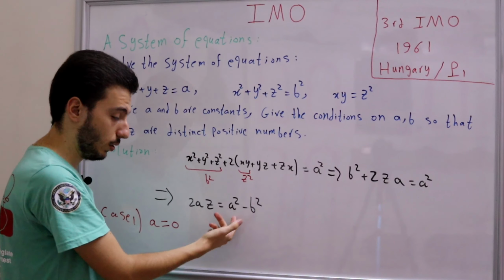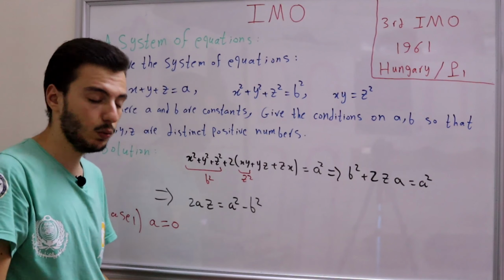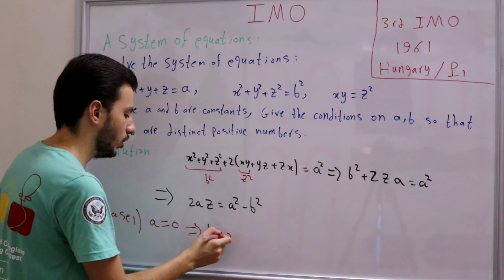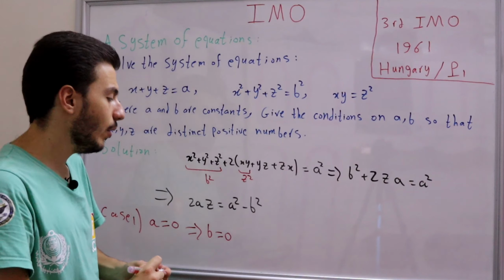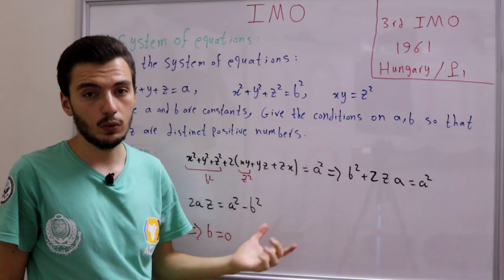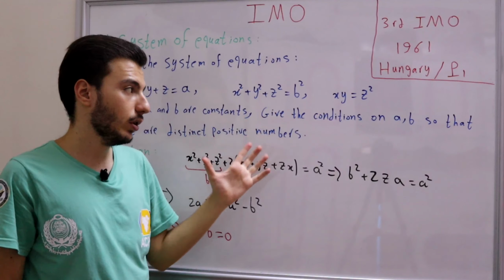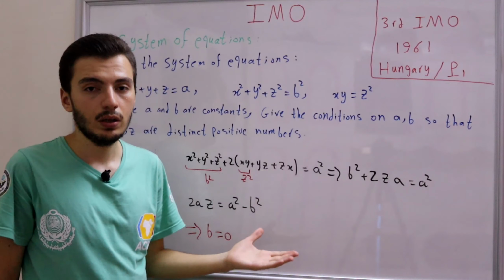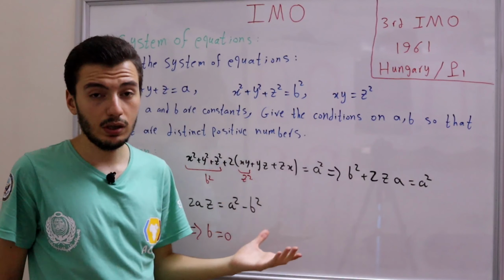Of course, a is also 0. That simply means that b equals 0. Perfect. So now we know that not just a equals 0, but b equals 0. Now take a look here. We know that x squared plus y squared plus z squared equals b squared. That is 0. So that means the sum of three squares is 0. So that means that x equals y equals z equals 0.